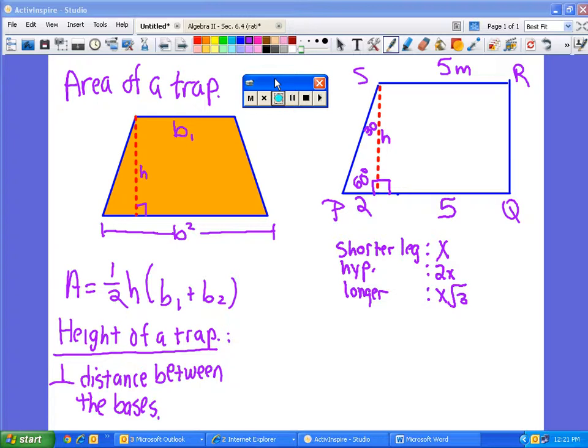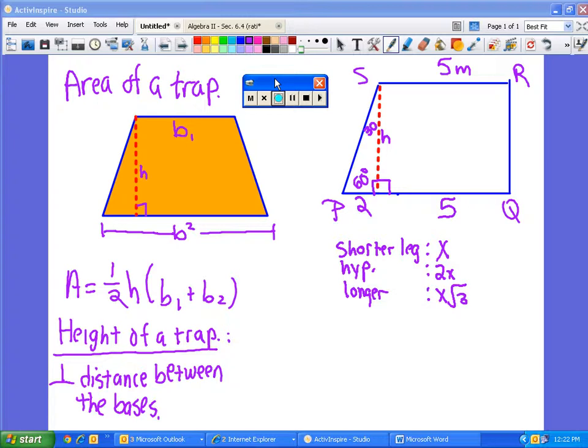Larry? How's that? Is that enough? Can you answer my question? Can anybody answer my question? I've got all the information I need right now. But what do I know? Jonathan, tell me something I know about that 30, 60, 90 right triangle.